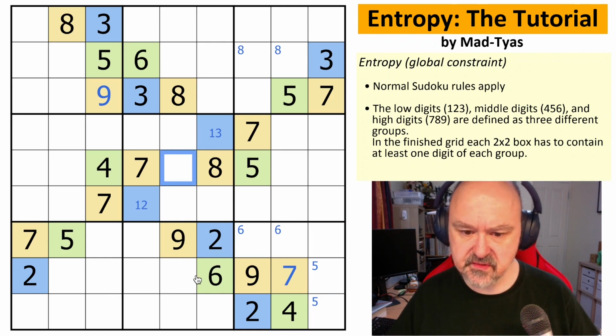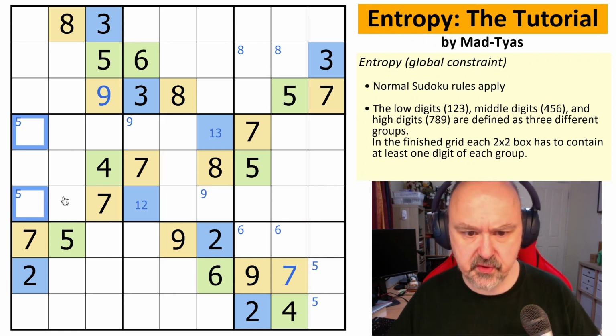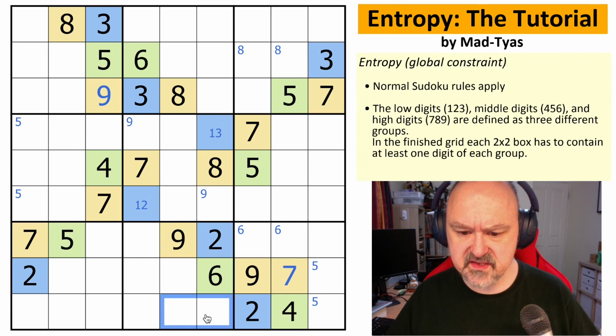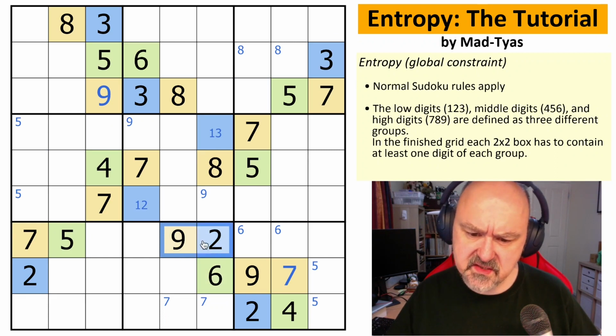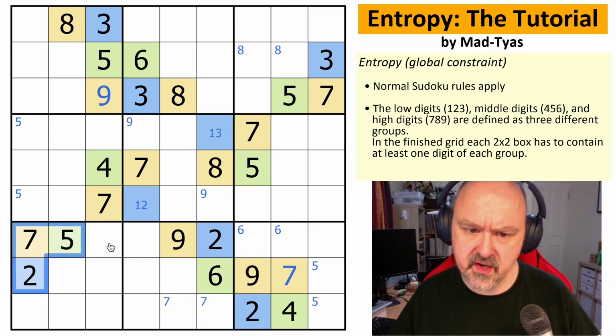This cannot be yellow. So 9 is in one of those two spots. I am probably missing a trick. 5 is in one of those two spots. Seven is in one of those two spots. See, we've got these triples where we've already got one of each of the three.